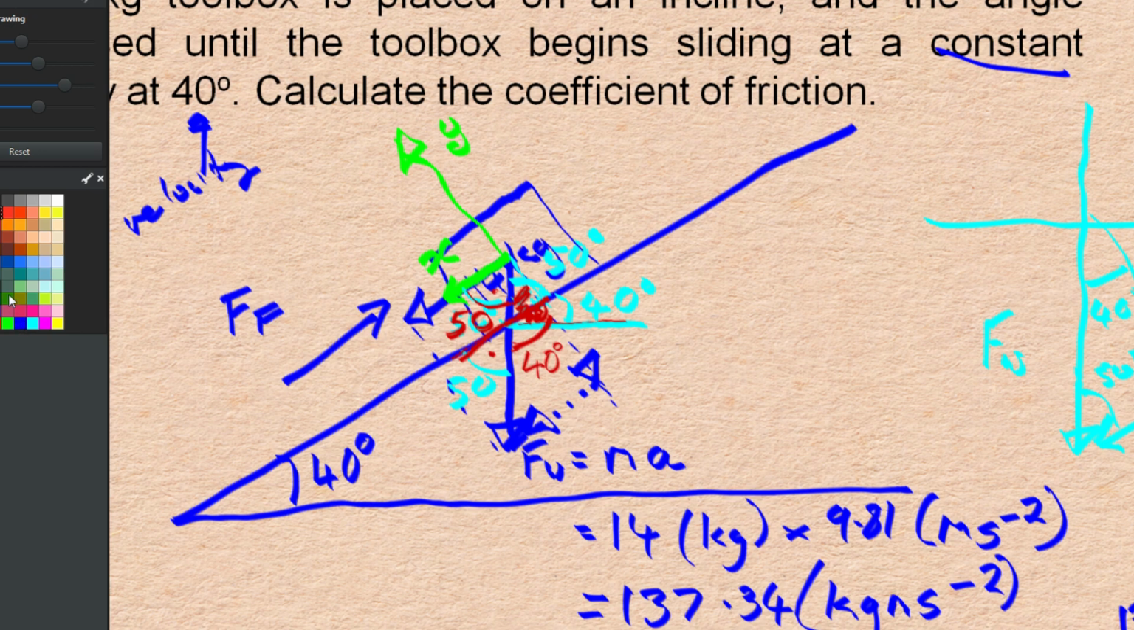So, this one, no, that one. What have I pressed? Cancel. So, why I was doing this is because I want to know the angle of our weight force, the one that is down here.